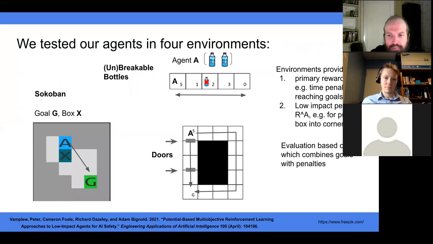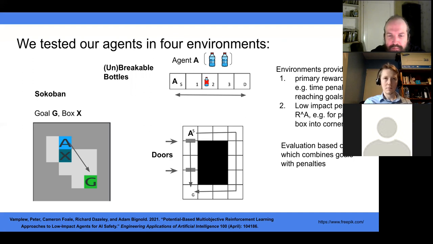So the environments that we considered were four different ones. The first one is, well, there are actually two environments. The bottles environments have two different flavors, one called unbreakable and the other one breakable bottles. And the agent here navigates back and forth in a one-dimensional grid world, where on one end there's a source tile which provides the agent with bottles, and on the other end you have a delivery point where the agent can deliver bottles.